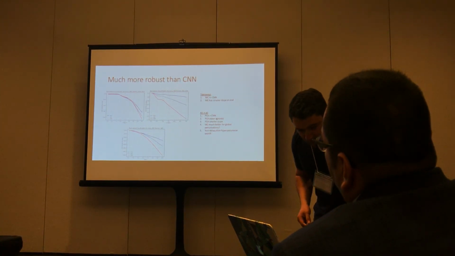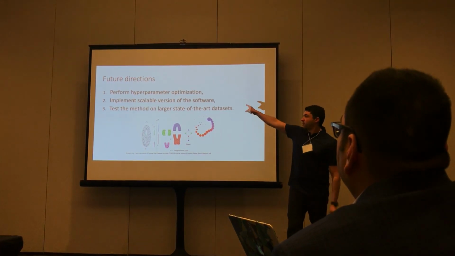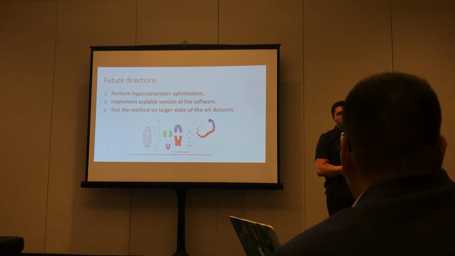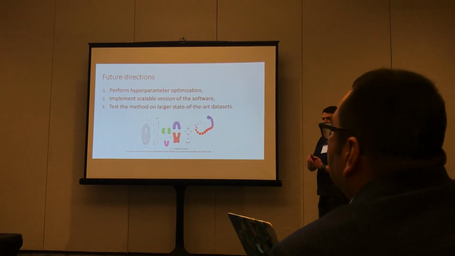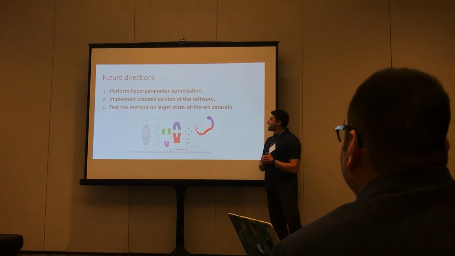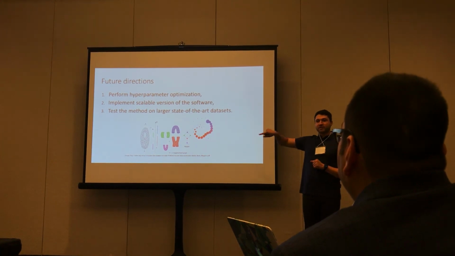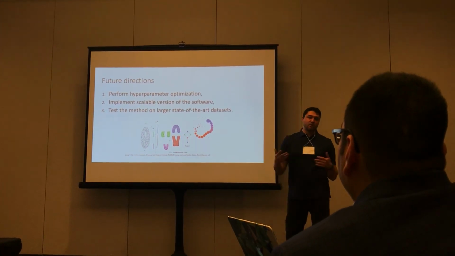So I think the next slide is future directions. One of the big things is to perform a hyperparameter optimization for what we have, like a grid search or something smarter than what we've done. The second thing is to implement a scalable version of our software. We do have this software posted somewhere, but it's not very scalable. Third, we want to test on more data sets.